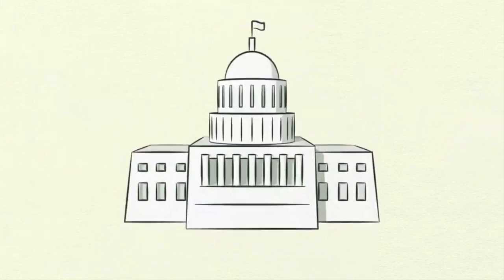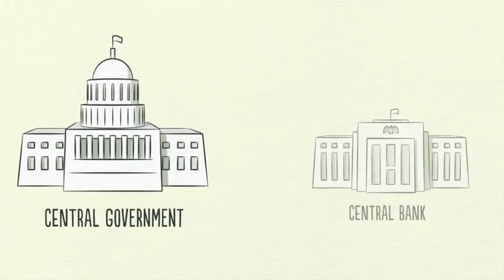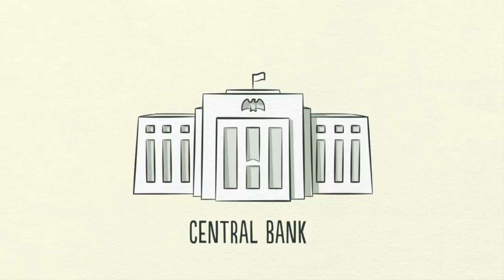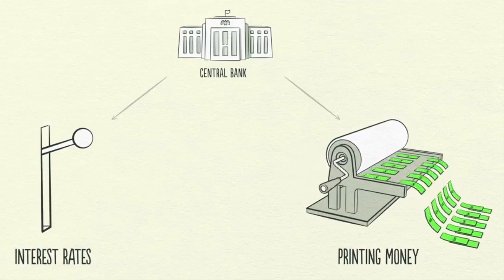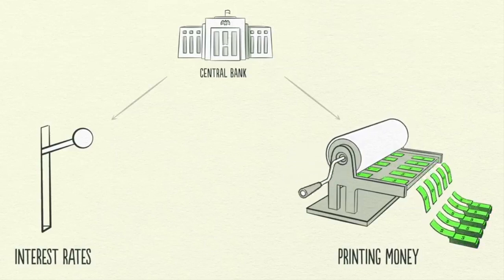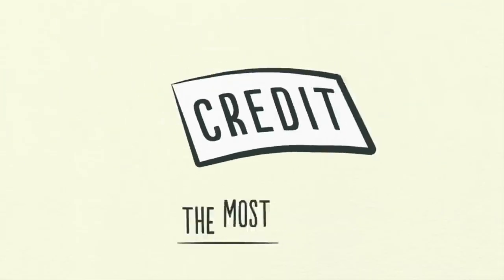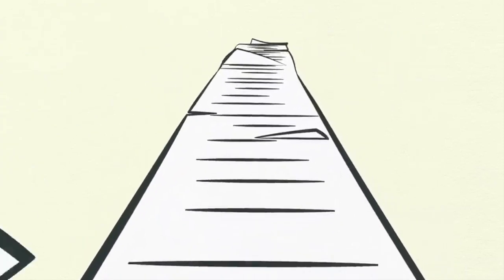The biggest buyer and seller is the government, which consists of two important parts: a central government that collects taxes and spends money, and a central bank, which is different from other buyers and sellers because it controls the amount of money and credit in the economy. It does this by influencing interest rates and printing new money. For these reasons, as we'll see, the central bank is an important player in the flow of credit. I want you to pay attention to credit. Credit is the most important part of the economy and probably the least understood. It's the most important part because it's the biggest and most volatile part.